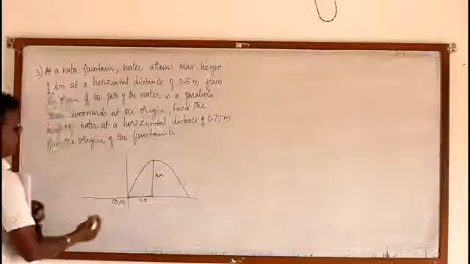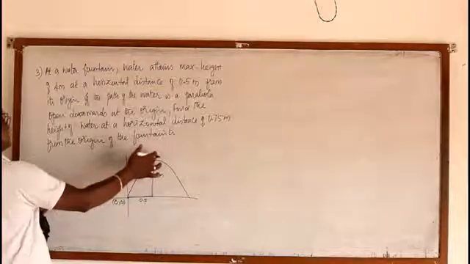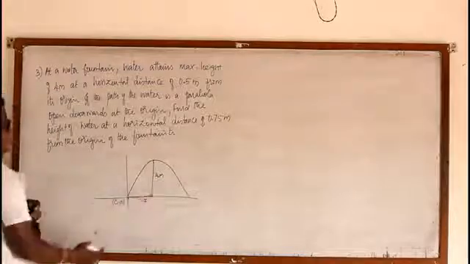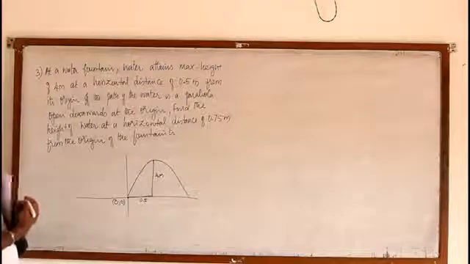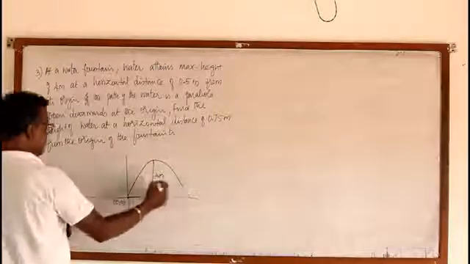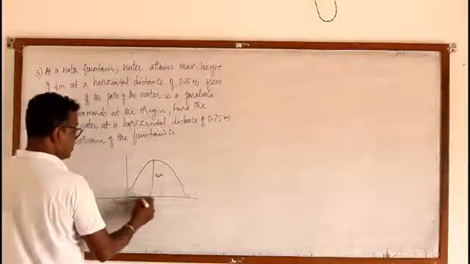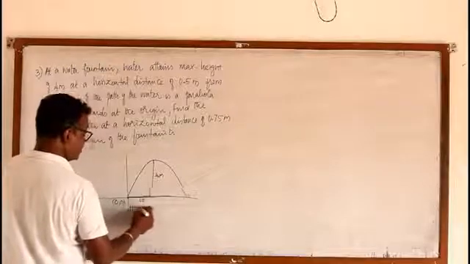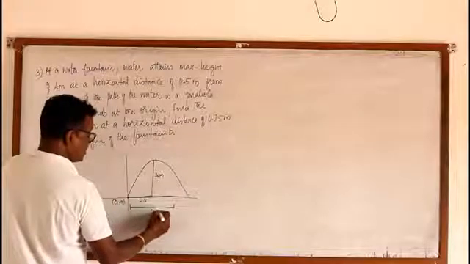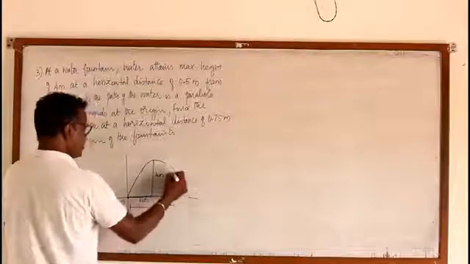So this is the fountain. The fountain reaches a maximum height of 4 meters. It is 0.5 meter from the origin. Now they are asking what will be the height of the fountain if it is 0.75 from the origin. That is, if it is 0.75, there will be a corresponding height, isn't it?